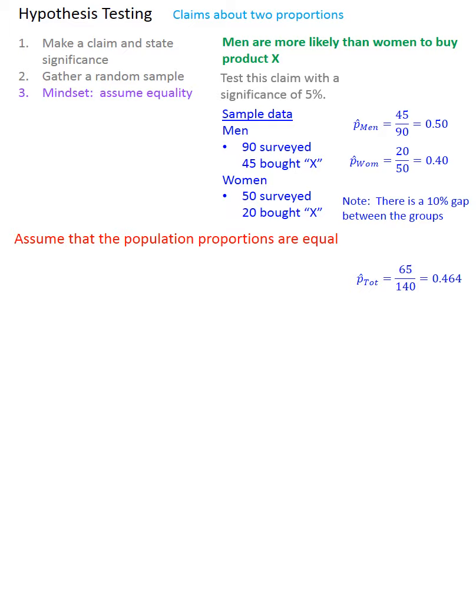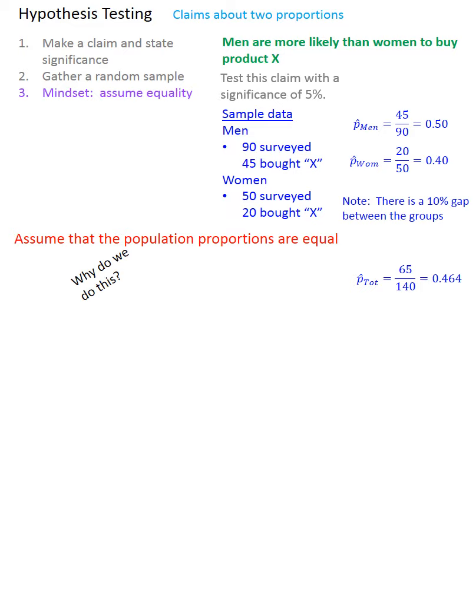Now, these numbers are not stated in the problem, but if you look at the sample data and add it up, you'll notice there were 140 people surveyed overall, and 65 of those people bought product X. And under the assumption of equality, where we're not distinguishing between men and women, and simply looking at the total, we see that 46.4% of people buy product X.